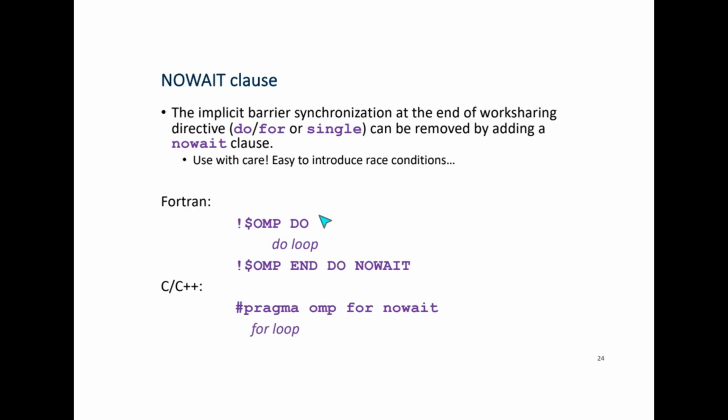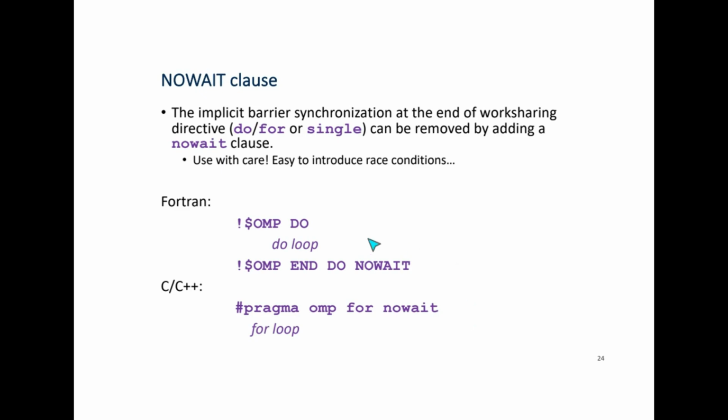So it works in Fortran. The nowait clause goes on the end do. So this is a case where it forces you to actually code the end do, which is the choice that was made. You can like it or not like it. In C or C++, it just goes on the for directive, so for nowait.